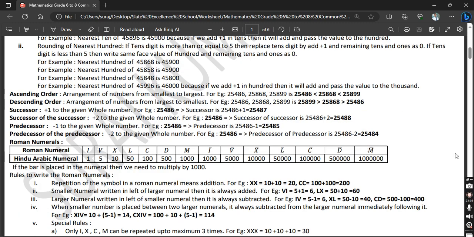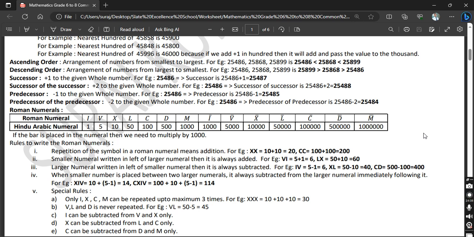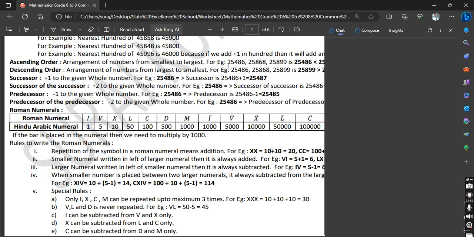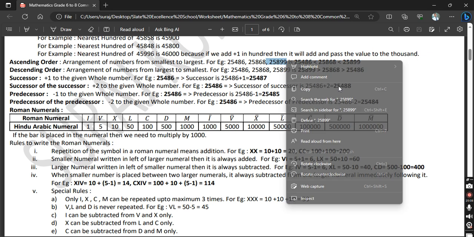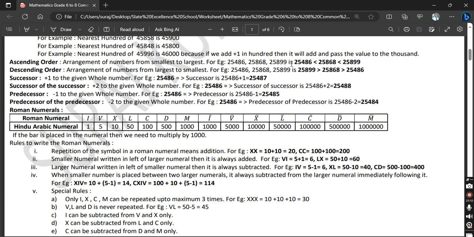Okay, after that we need to learn a very important topic, that is ascending order and descending order. Arrangement of numbers from smallest to largest is known as ascending order. In a question paper, numbers will be given and you need to identify which number is smallest and which is largest. So how will I check in the examination? First I will count the number of digits. Here it is 5, here also 5, here also 5. So by this I can't say which number is greatest.